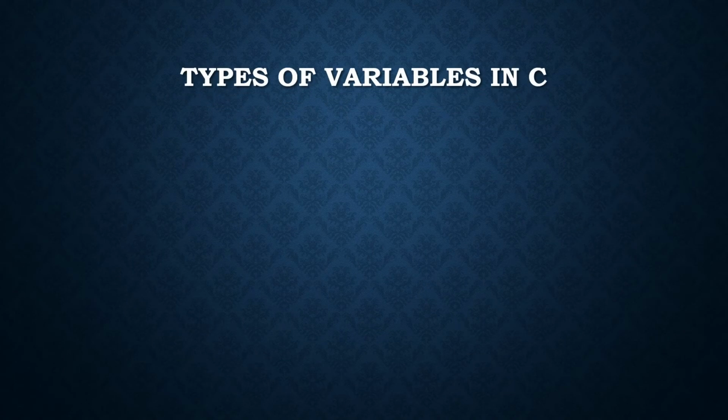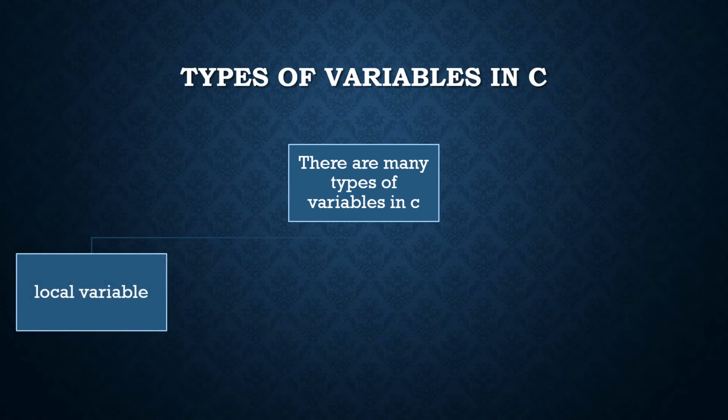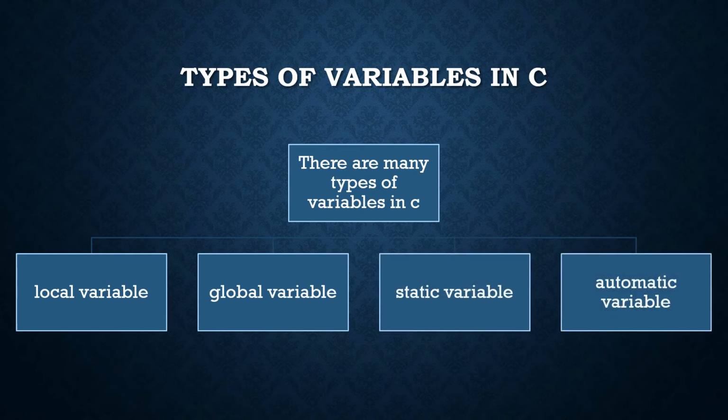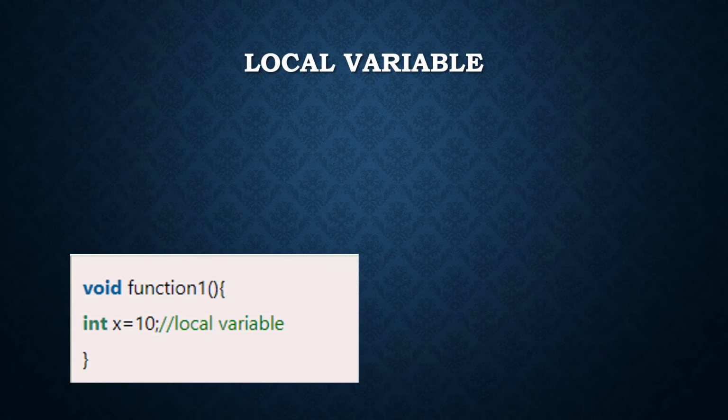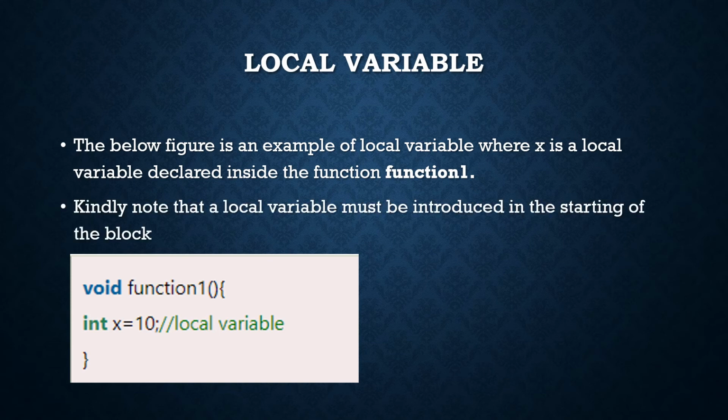Now, types of variables in C. There are many types of variables in C such as local variable, global variable, static variable, automatic variable. Local variable: the below figure is an example of a local variable where x is a local variable declared inside function1. Kindly note that a local variable must be introduced at the start of the block.